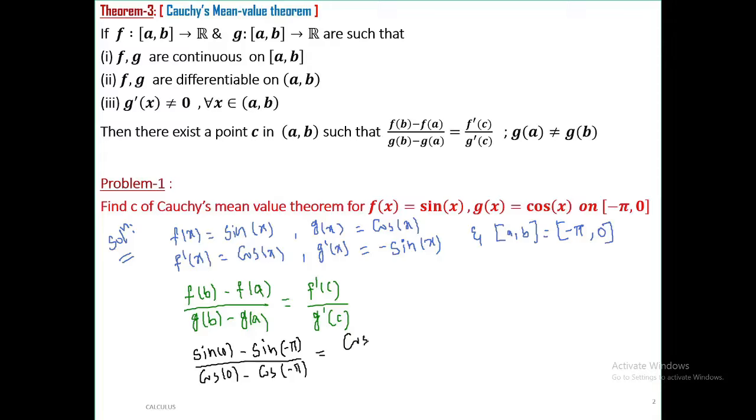Before entering into the mean value theorem, we have to verify both are continuous and differentiable, right? Then only we can apply Cauchy's mean value theorem directly. First we have to verify. Actually, I didn't verify. So f of x is sin x and g of x is cos x. So clearly sin x and cos x in this interval are continuous. If you look at the graph, what is the sin x graph? Actually, we have to verify this. Sin 0 is 0. So this is the sin x graph, and minus pi to 0.